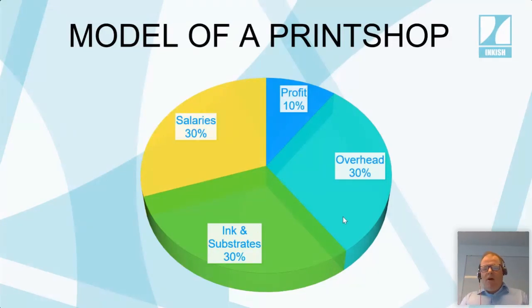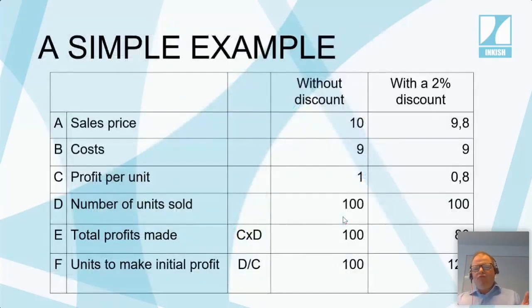We will use this model to make a couple of illustrative examples, because if we look at this very, very simple example, we have a product with a sales price of 10, costs of 9, which gives us a profit per unit of 1. So this means that our total profit will be 100 on this job.